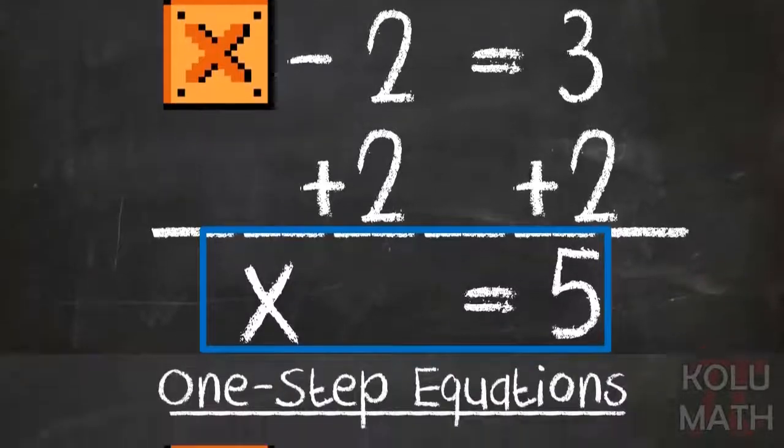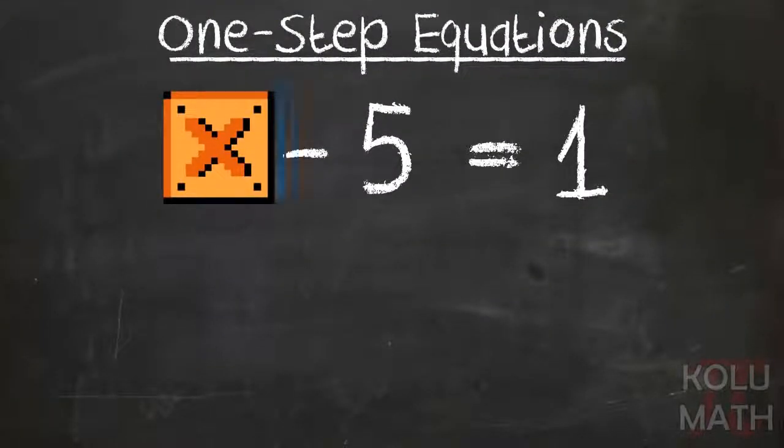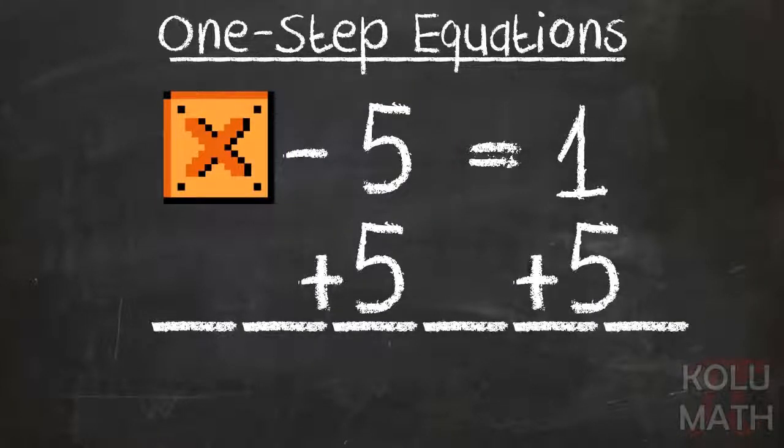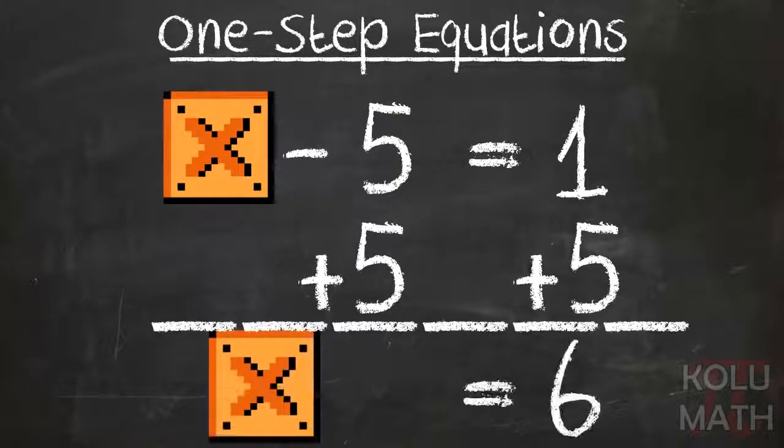Take a look at another one. I have an x minus 5 here. To deal with that negative 5, I add 5 to both sides. And that tells me that x equals 6.